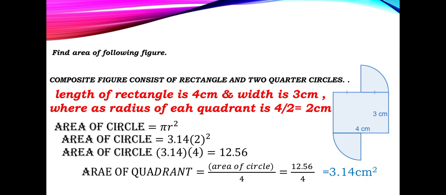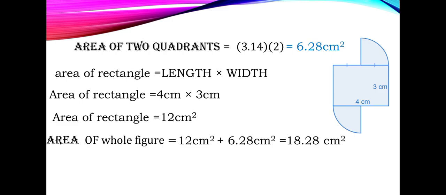Okay. So the area of a quadrant equals the area of the circle divided by 4. So 12.56 divided by 4 is 3.14 centimeter square. So the area of two quadrants is 3.14 multiplied by 2, which is 6.28 centimeter square.